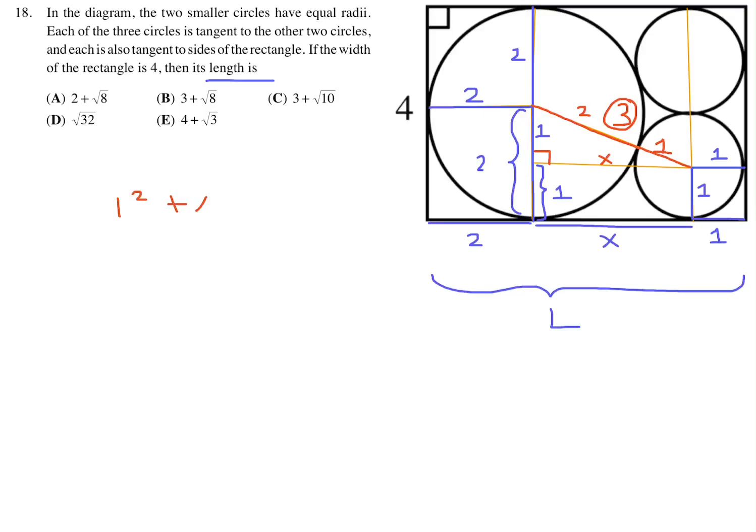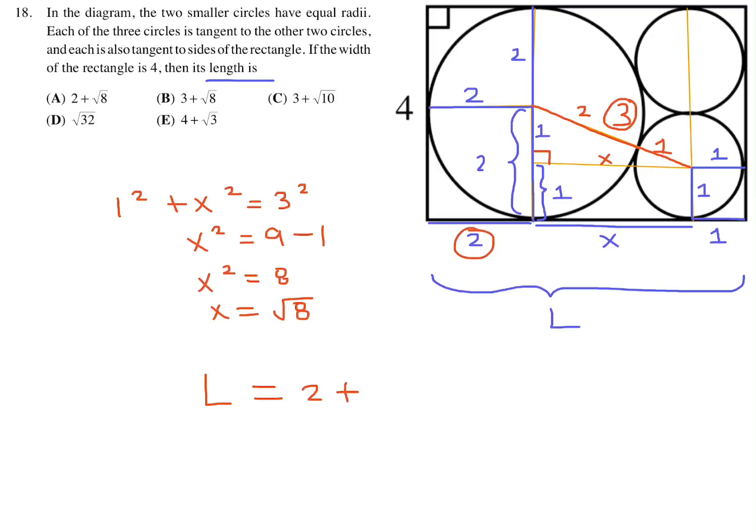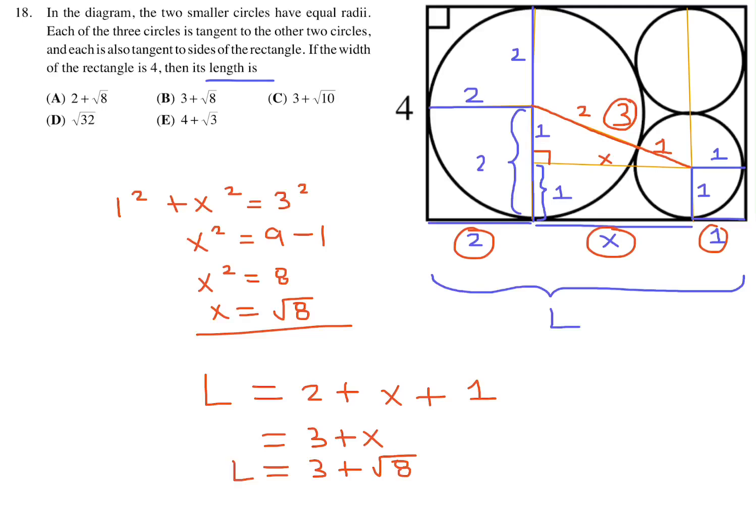So we have 1 squared plus x squared is equal to 3 squared. So x squared is equal to 9 minus 1. So x squared is equal to 8, and therefore x is equal to square root of 8. So the length is this guy, 2, plus x, plus 1. So 3 plus x. And what is x? We just figured out that x was root 8. So the length is 3 plus root 8, and therefore the answer to number 18 is B.